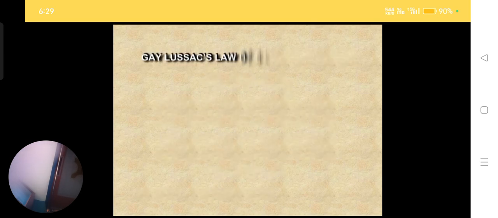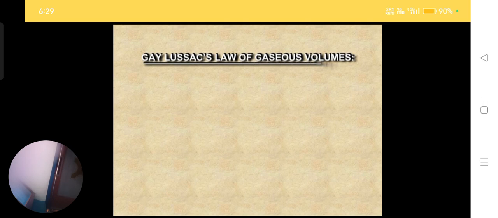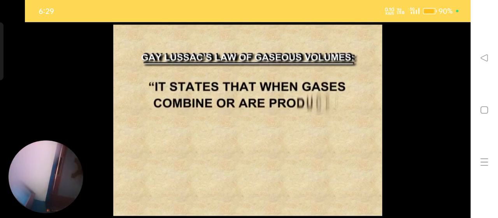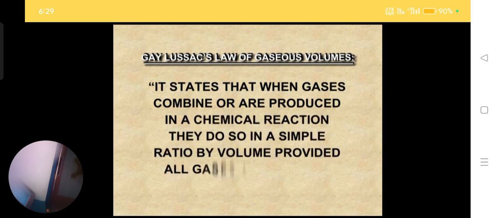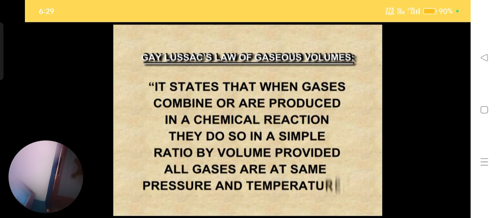Fourth law, Gay-Lussac's law of gaseous volumes. It states that when gases combine or are produced in a chemical reaction, they do so in a simple ratio by volume, provided all gases are at same pressure and temperature.